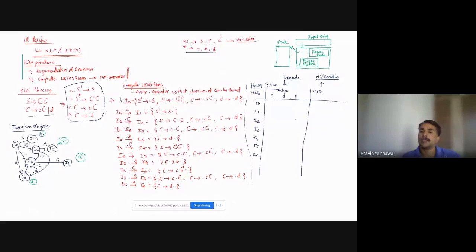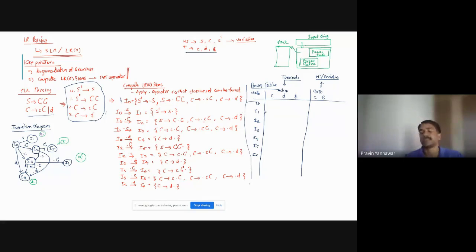Then in case of goto, we need to draw the variables. Our variables are non-terminals S and C, and S dash is the start symbol, so it is not included. We use S dash as an augmentation, so S comes into the right-hand side of the production. So the variables for us are S and C. There are two variables, C and S.